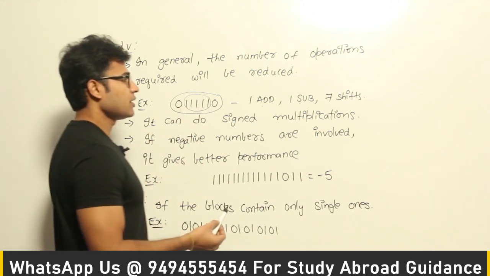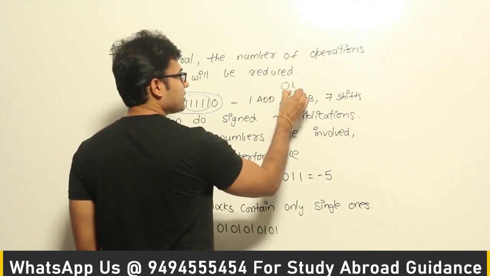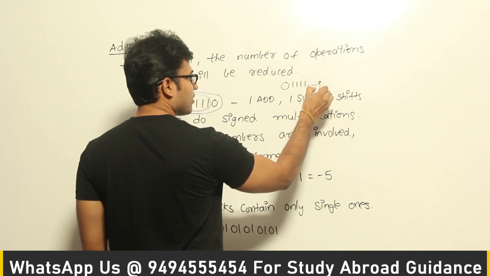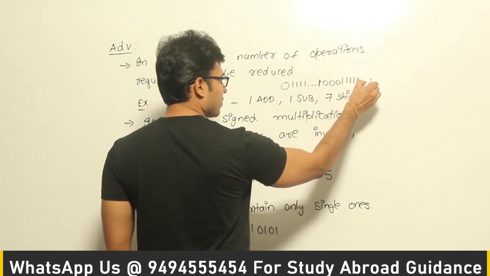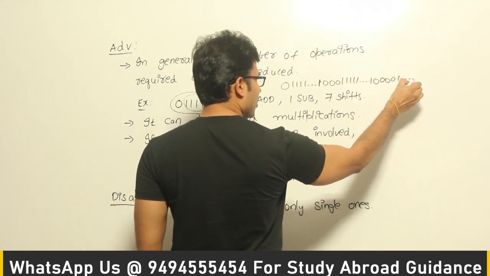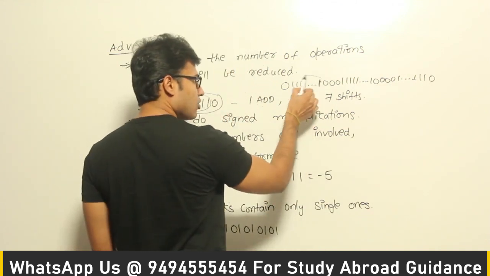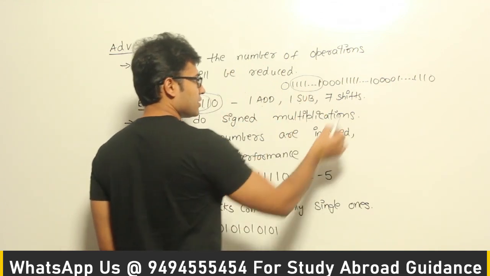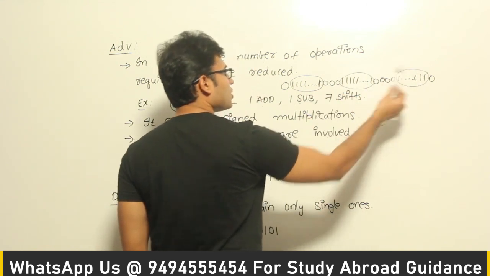In general, a multiplier can also contain many blocks, which means, let us say this is a block, and again there is one more block, and again let us say there is one more block like this. If you have a multiplier like this, for every block we are going to have one addition and one subtraction required, and the number of shifts will depend on the total number of bits.